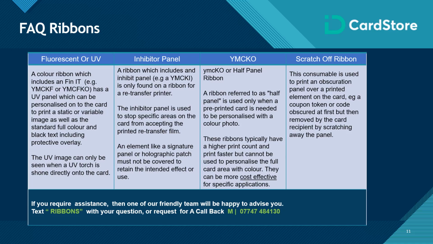Scratch-off ribbon. This consumable is used to print an obscuration panel over a printed element on a card, e.g. a coupon token or code obscured at first but then removed by the card recipient by scratching away the panel.